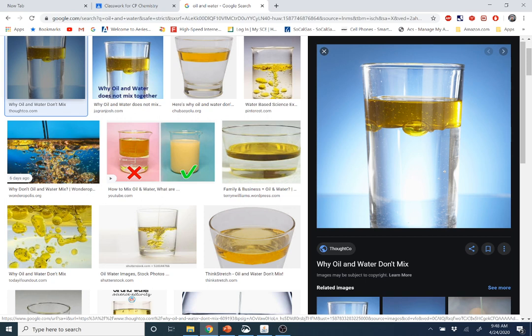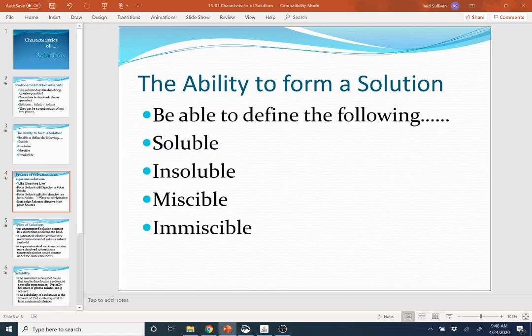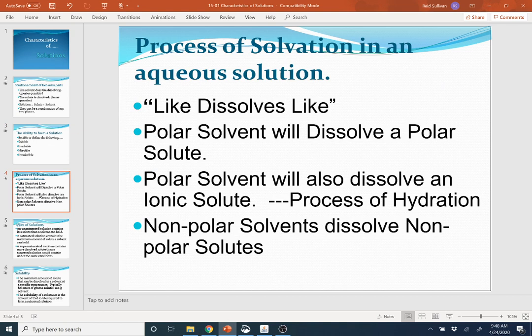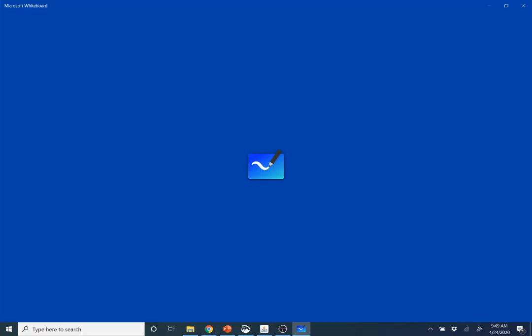It's a salt that dissolves in the water, but the oil can't dissolve in the water, and on top of that, it also can't mix. And the reason for that is what we call like dissolves like. So the idea is that the polarity of the molecule, whether it's polar or non-polar, will result in something being able to dissolve it. So let me show you what I mean. Let's look at some molecules here.